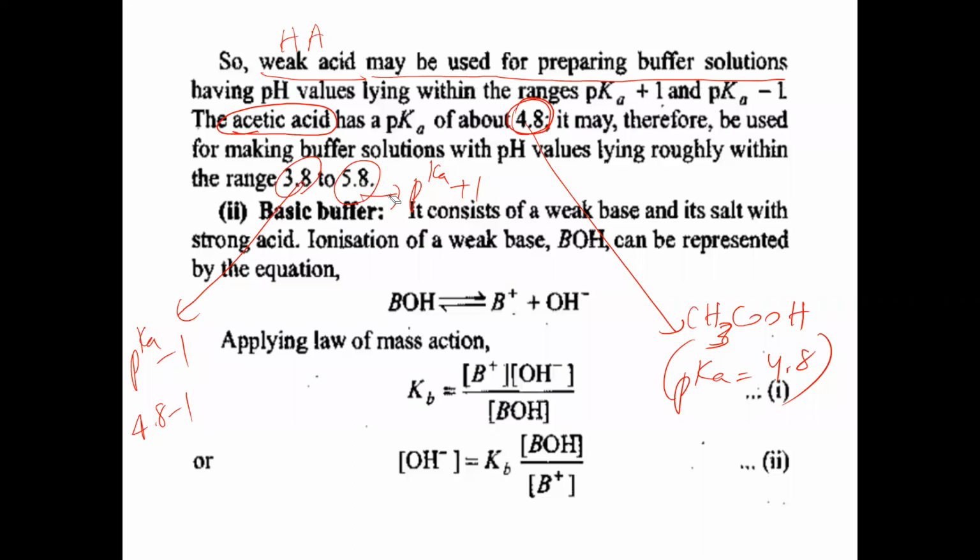Similarly, the basic buffer we can derive the same way. BOH gives rise to B plus and OH minus. It is a weak base, and again we can write Kb. Kb is equal to B plus into OH minus by BOH. Then from this, OH minus is equal to Kb into BOH by B plus.